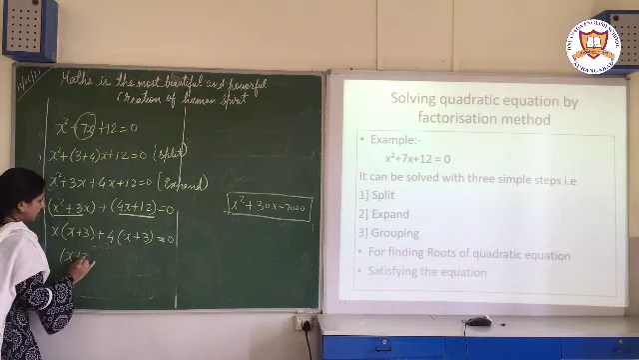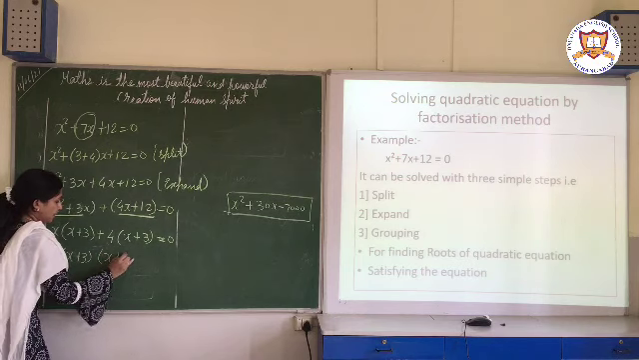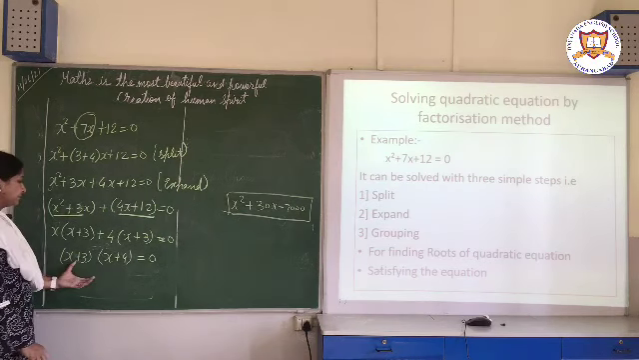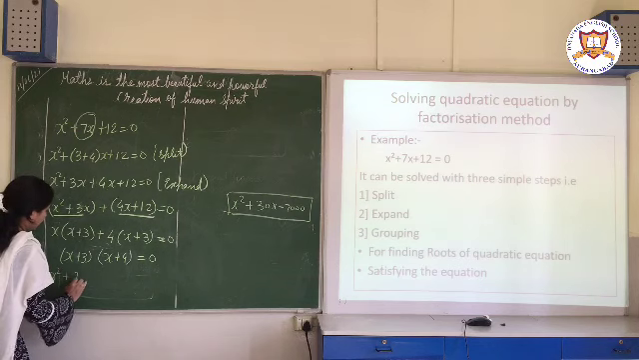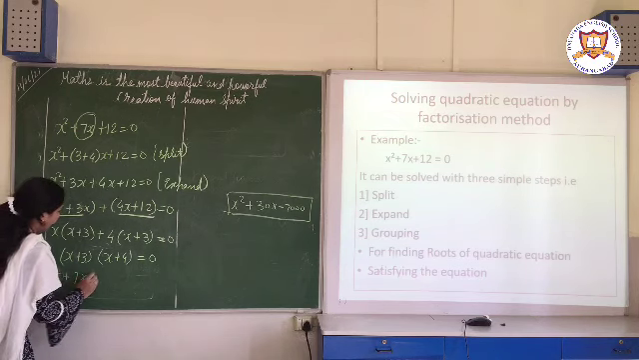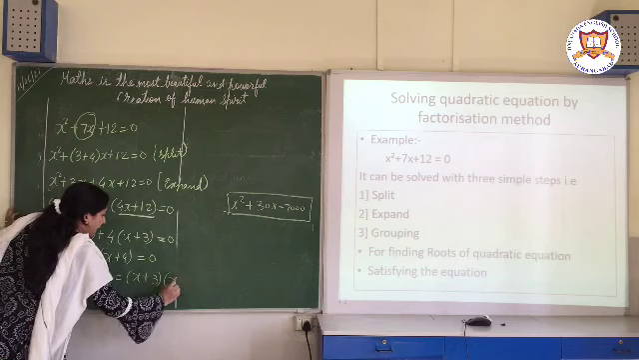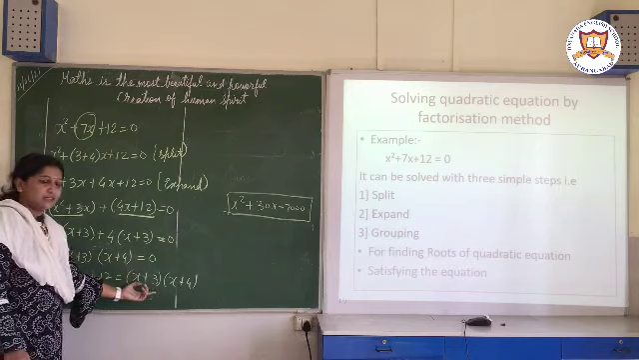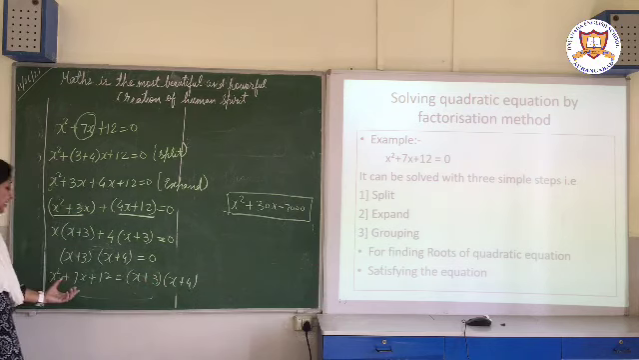So, this can be written as x plus 3 or x plus 4 is equal to 0. Okay. So, x square plus 7x plus 12 is equal to x plus 3 and x plus 4. So, the quadratic equation has the factors x plus 3 and x plus 4. When you multiply this bracket by this bracket, you will get this quadratic equation.